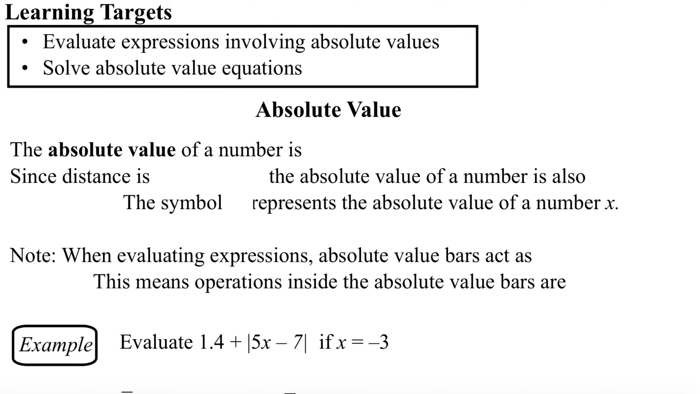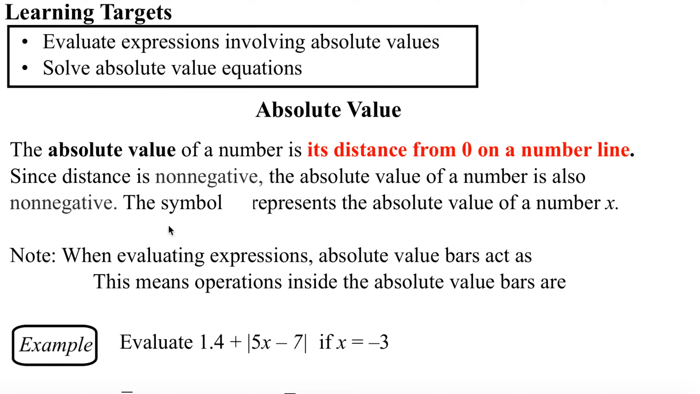So, first of all, we need to talk about what an absolute value is. An absolute value of a number is basically the distance from 0 on a number line. Since our distances are never negative, they're always positive, the absolute value of a number is also non-negative, or always positive. The symbol we give absolute value are these vertical lines, and we say that that represents the absolute value of a number x.